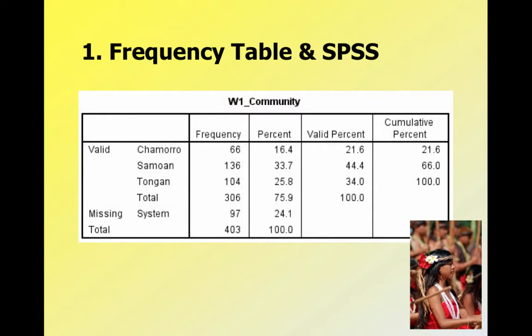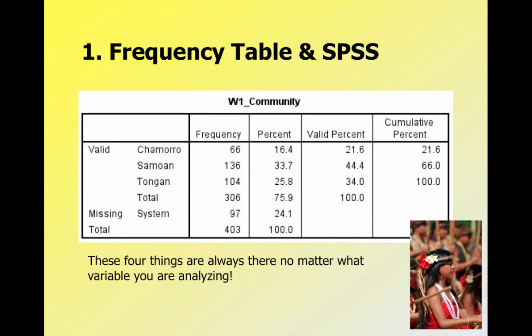But our next column is frequency, and this is simply going to be how many people identified with each of these responses. We have the percentage of each of these responses, a valid percent, and then also a cumulative percent. And all four of these things, no matter what variable it is that you're analyzing, will always appear in your frequency table. So let's learn a little bit more about each of these statistics.